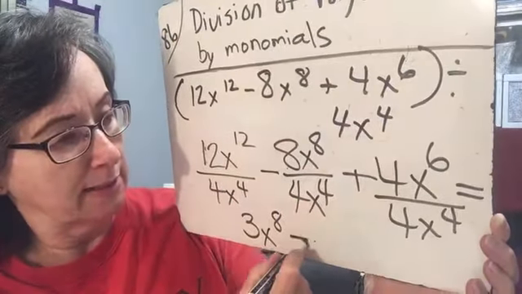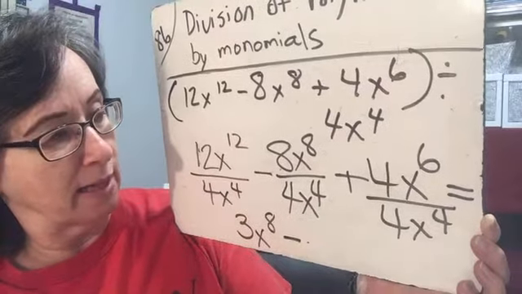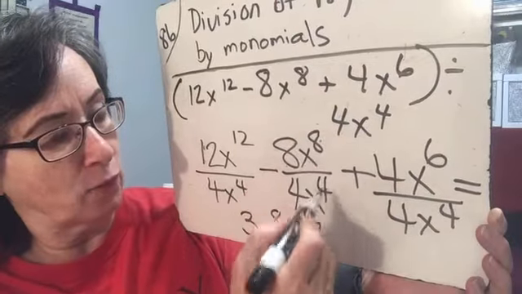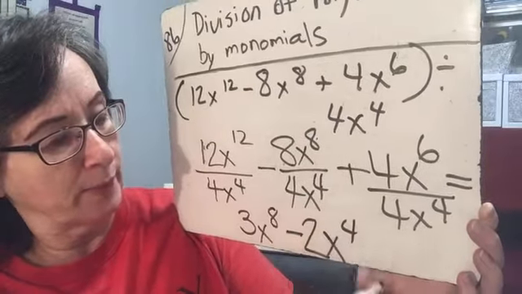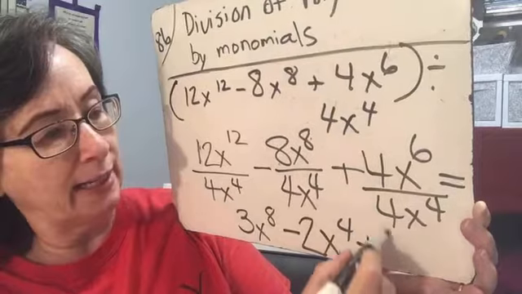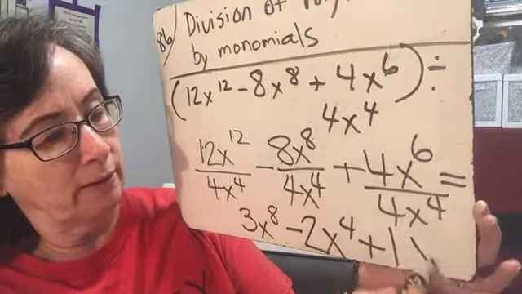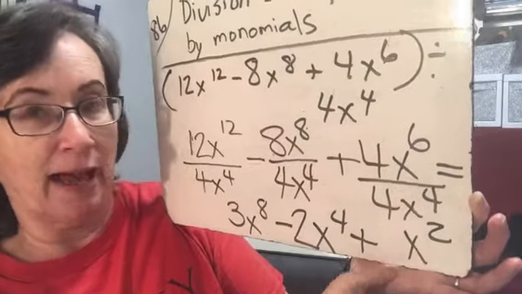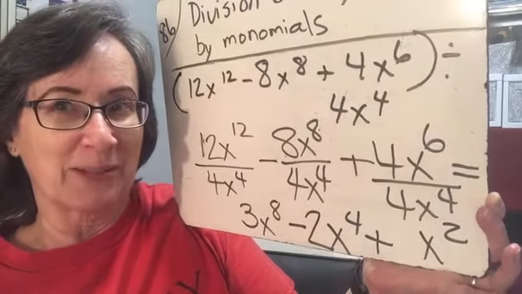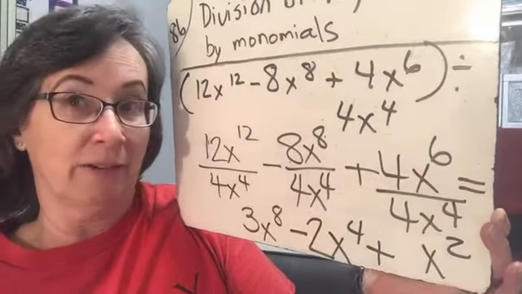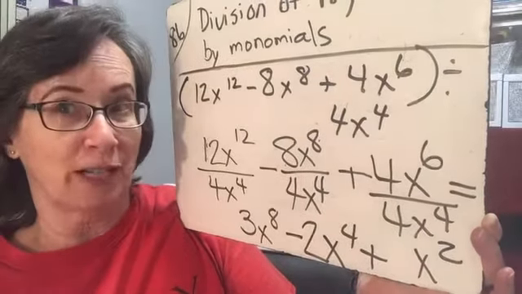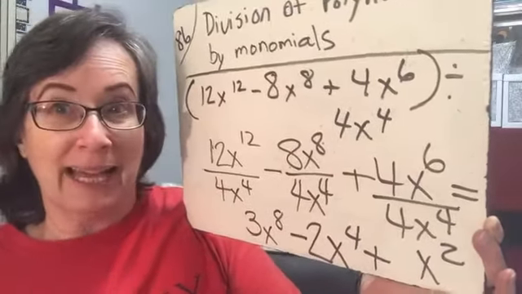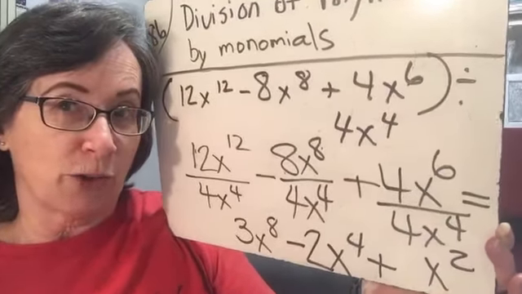minus, since I'm dividing by positive, I just keep this sign, 2, and 8 minus 4 is 4, so x to the 4th, plus 1, x squared, and if I didn't want to, I wouldn't have to have the 1 there. Ones are optional, aren't they? I can put them there, or I don't have to have them in there because they're understood. So 3x to the 8th minus 2x to the 4th plus x squared. So those are so simple.